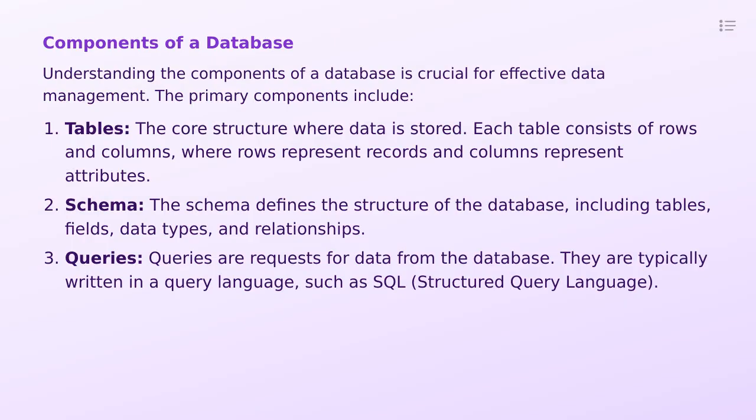Let's move on to components of a database. Understanding the components of a database is crucial for effective data management. The primary components include: first, tables. The core structure where data is stored. Each table consists of rows and columns, where rows represent records and columns represent attributes.